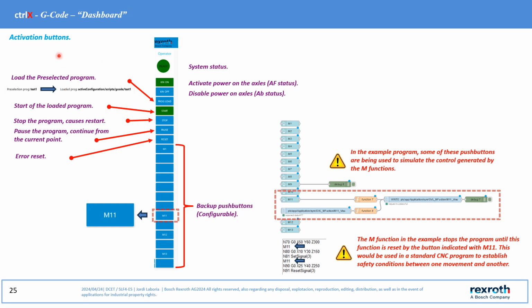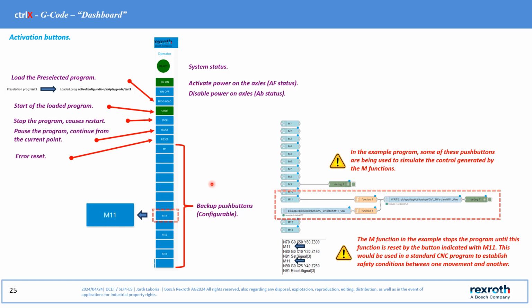The activation buttons located on the right of the screen allow the selection of various options. First, the status indicator appears. This is followed by the start and stop buttons for the kinematics. Loading the preselected program. Start of the loaded program. Push button to stop the program. If you use it, the program restarts from the beginning. Pause in the program. Continue from the point where it is stopped. Error reset. The rest of the buttons are configurable.